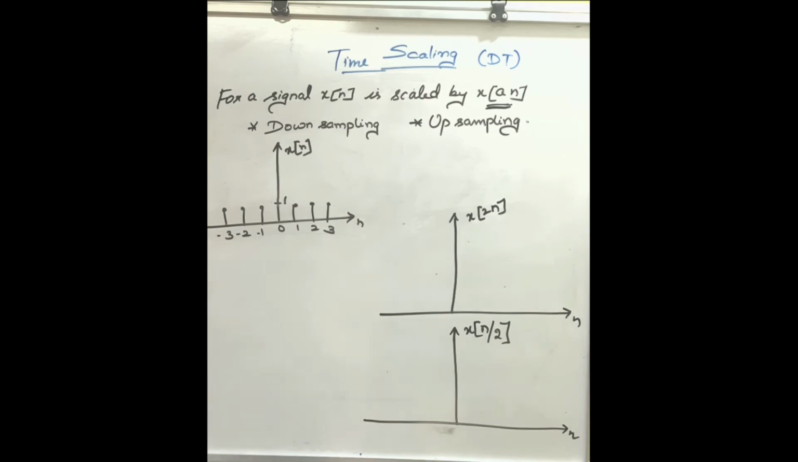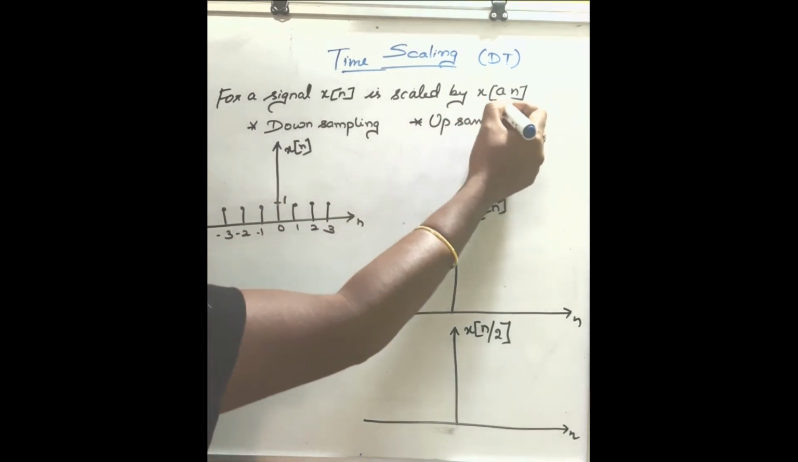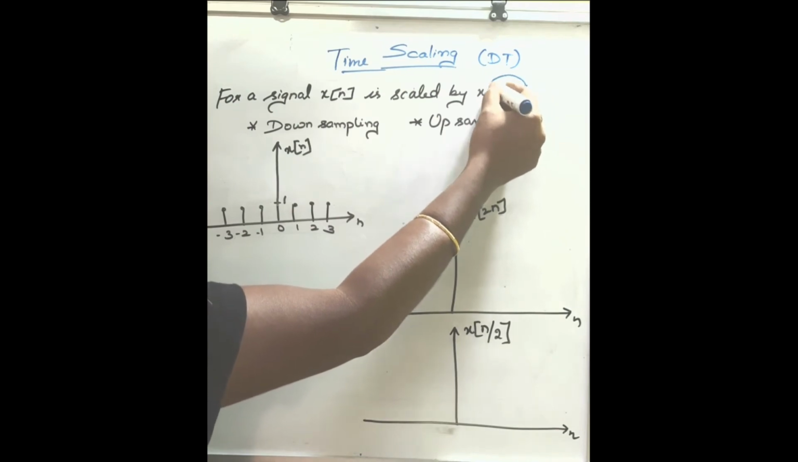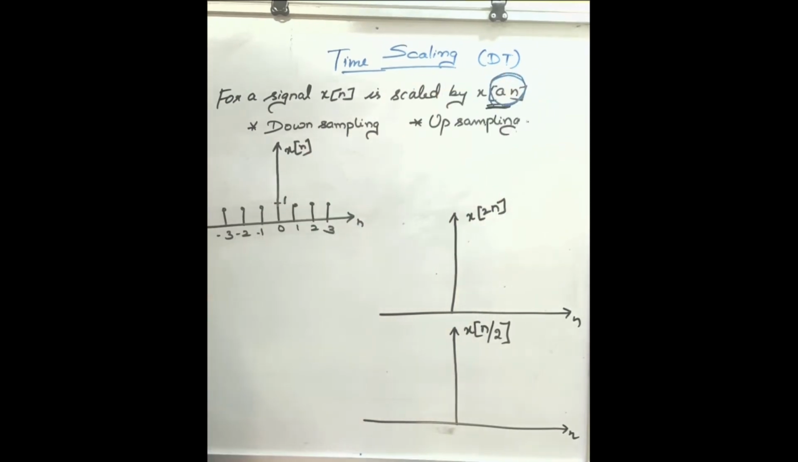Time scaling in discrete time signal. A signal x of n is scaled by x of a into n. So this a does everything. It's classified into two, downsampling and upsampling. As we have already seen the time scaling in a continuous time signal, they used to say compression and expansion. Downsampling is nothing but compression, upsampling is the expansion.